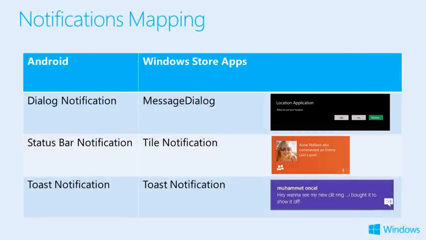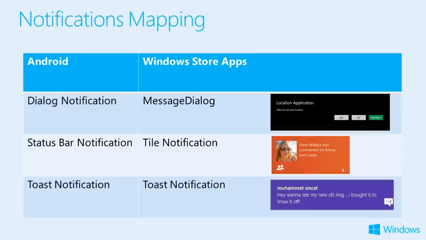The dialog notification is a modal alert that the users must respond to. In Windows Store apps, you can use the message dialog to do the same thing. In Android, status bar notification is persistent information that requires the user to respond. In Windows Store apps, the tile notification is the replacement to show such kind of information. You can show the text and image in the tile, and there is a badge in the tile which can show the number or status. Toast notifications are time-sensitive, non-persistent messages.